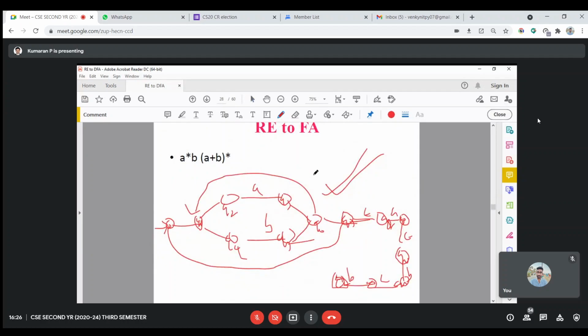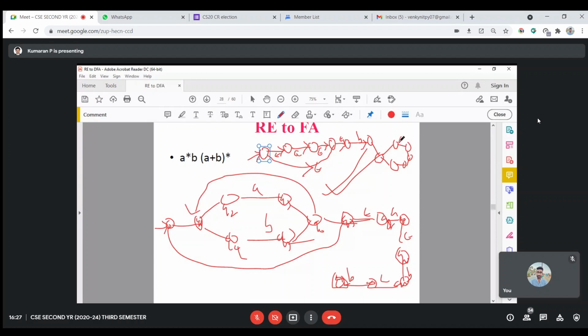Okay, this one alone: a star, (a or b) concatenated with b. Sorry, a star concatenated with b. What is that meaning? A star: starting state, a direct transition of epsilon. So here I have a single a, one possibility. Second, concatenated with what? B. So for the concatenation, I have added one more epsilon. Okay. Then I have (a plus b) whole star. Super. So now you can see here the structure a plus b.